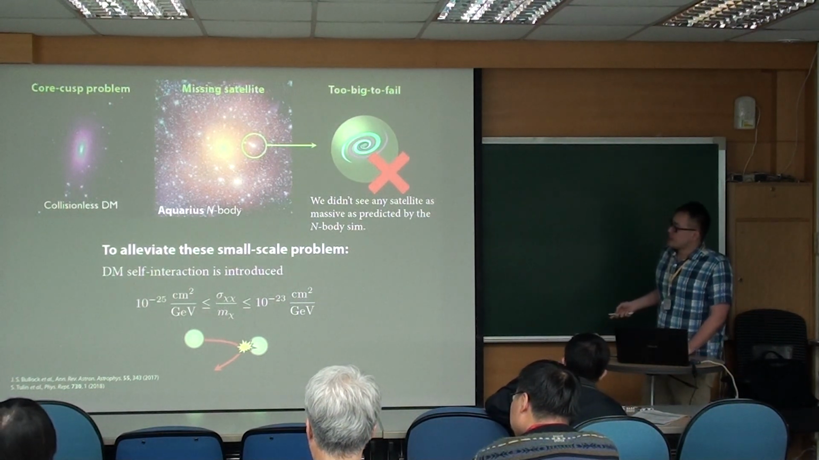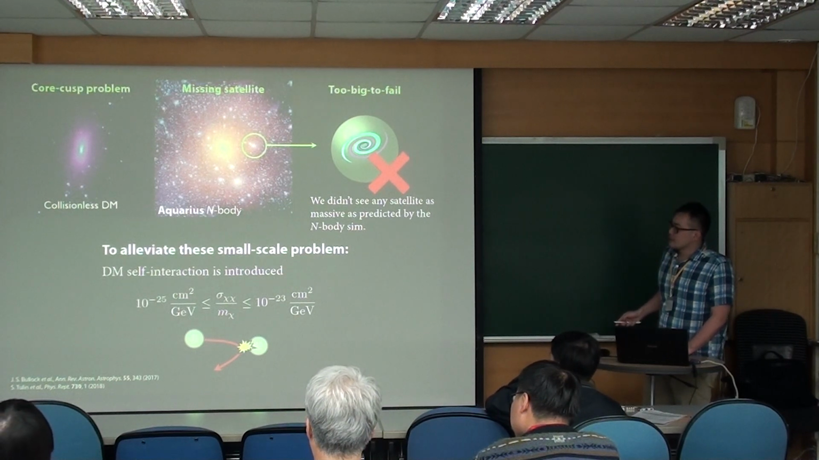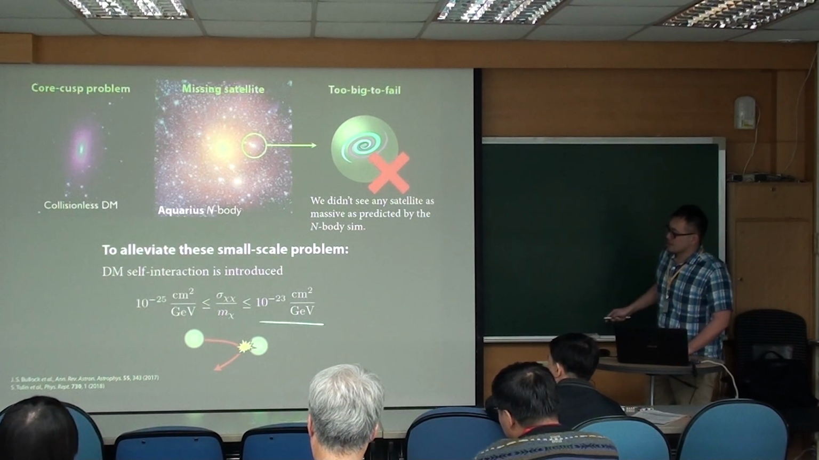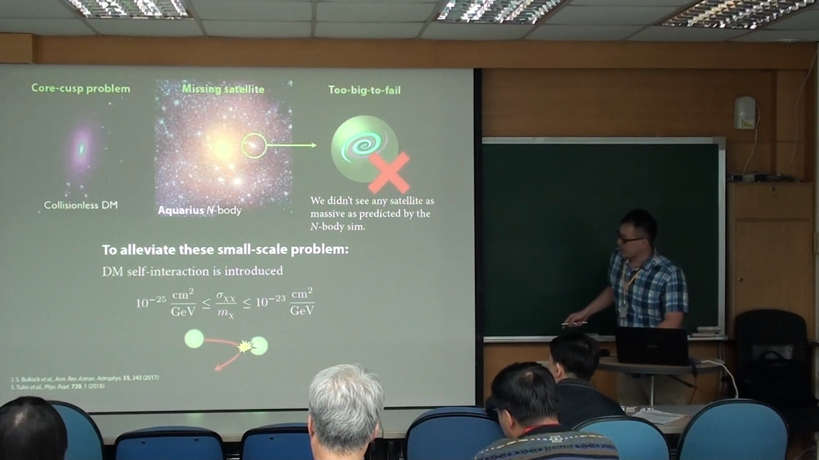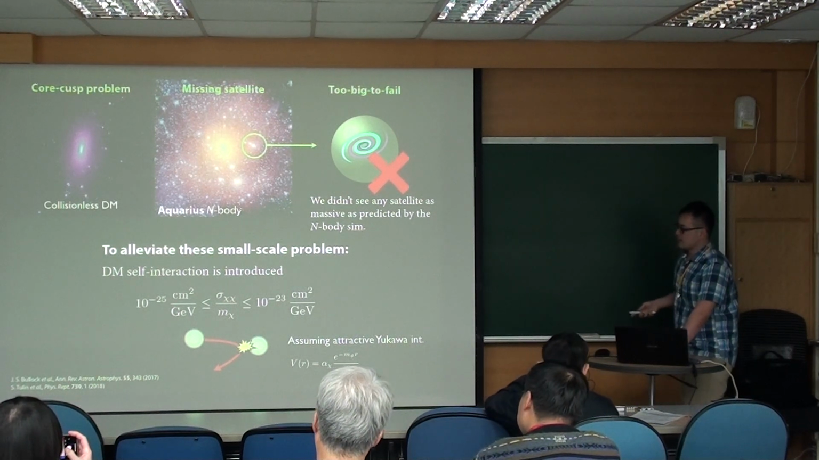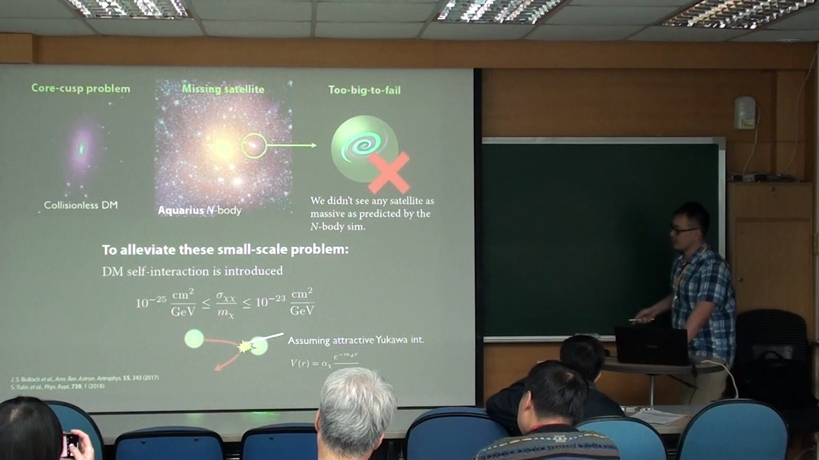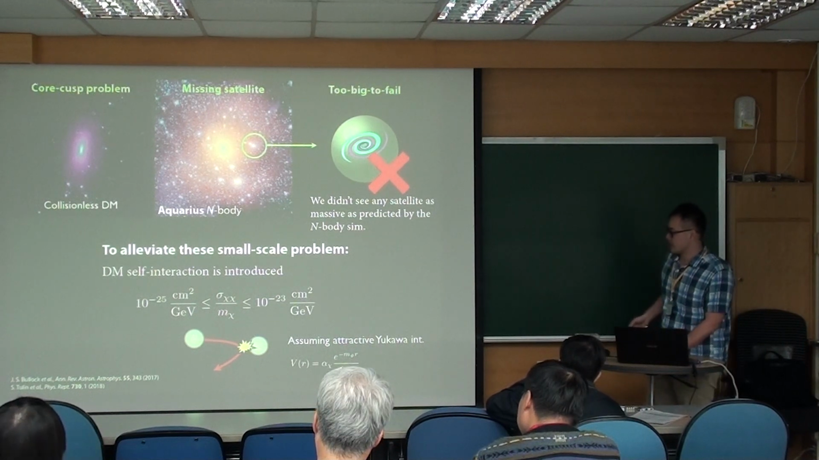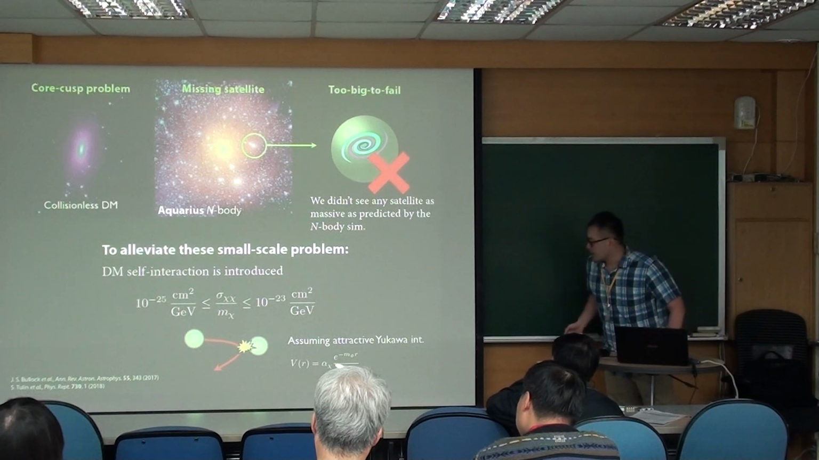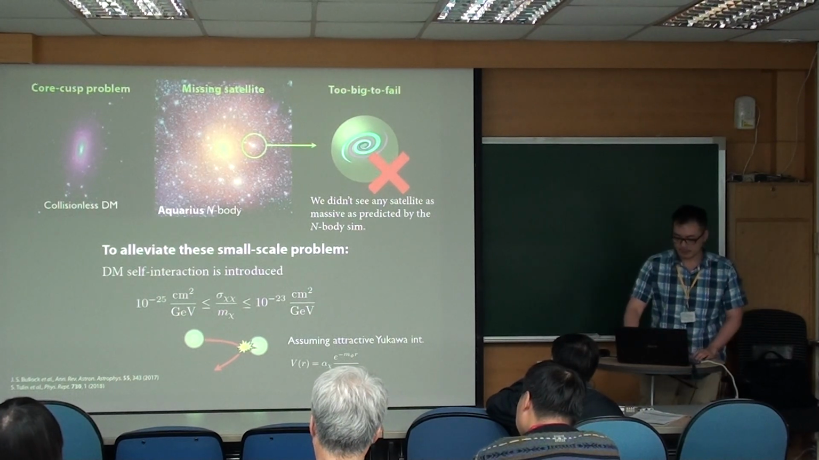So based on observations such as the Bullet Cluster, we can get some hint on the dark matter self-interaction: the cross-section over mass, sigma chi over m chi, should lie within this range. And in my later talk, we will assume that the self-interaction can be modeled by an attractive Yukawa potential with the coupling constant alpha and the mediator mass m phi.